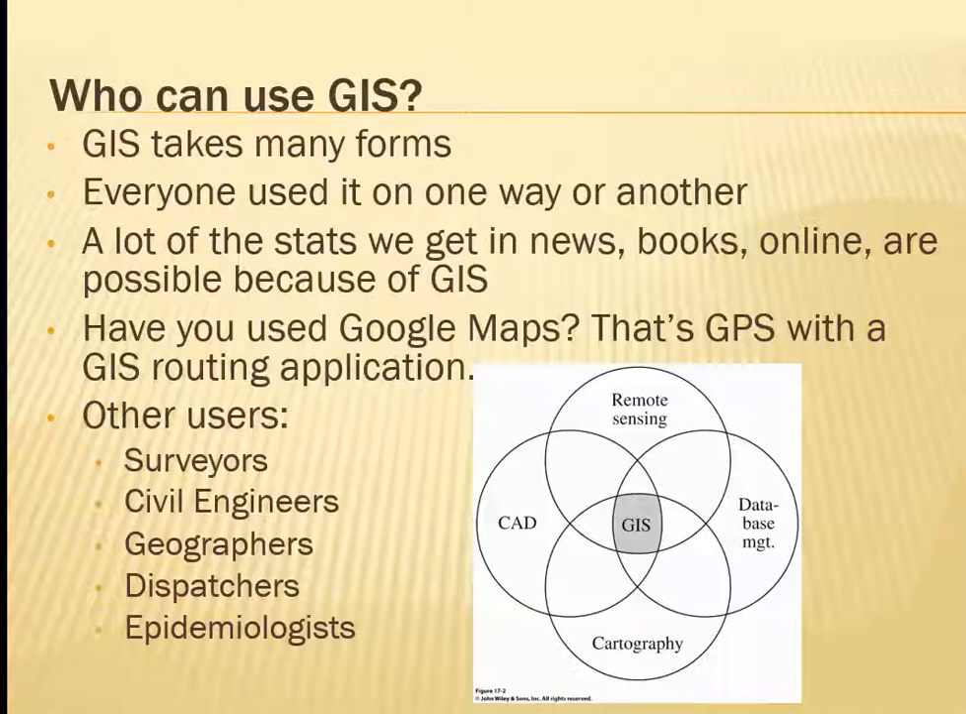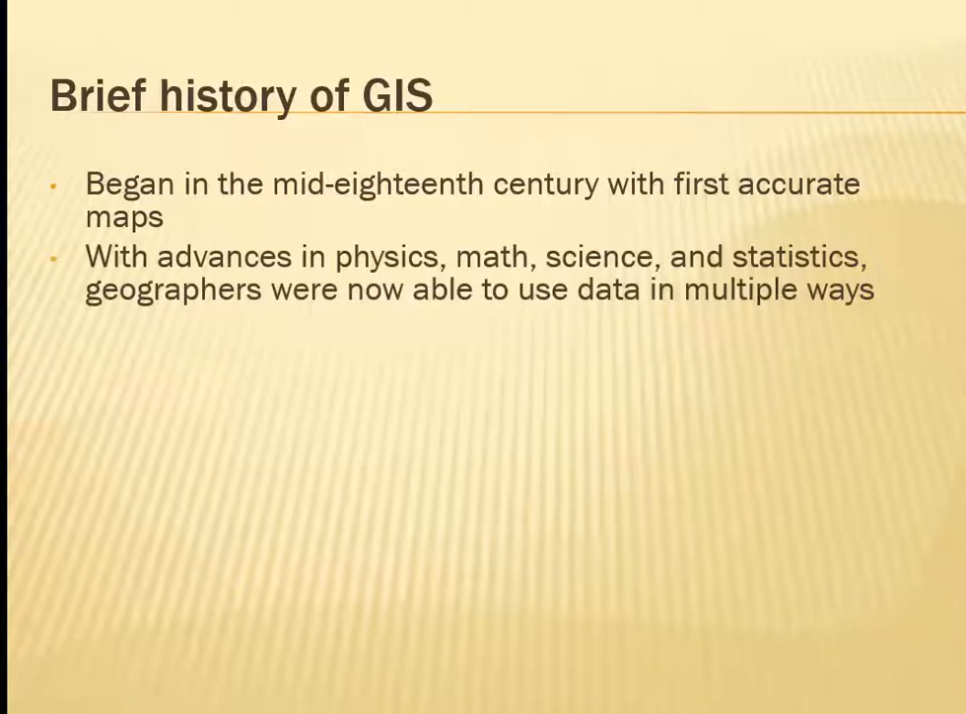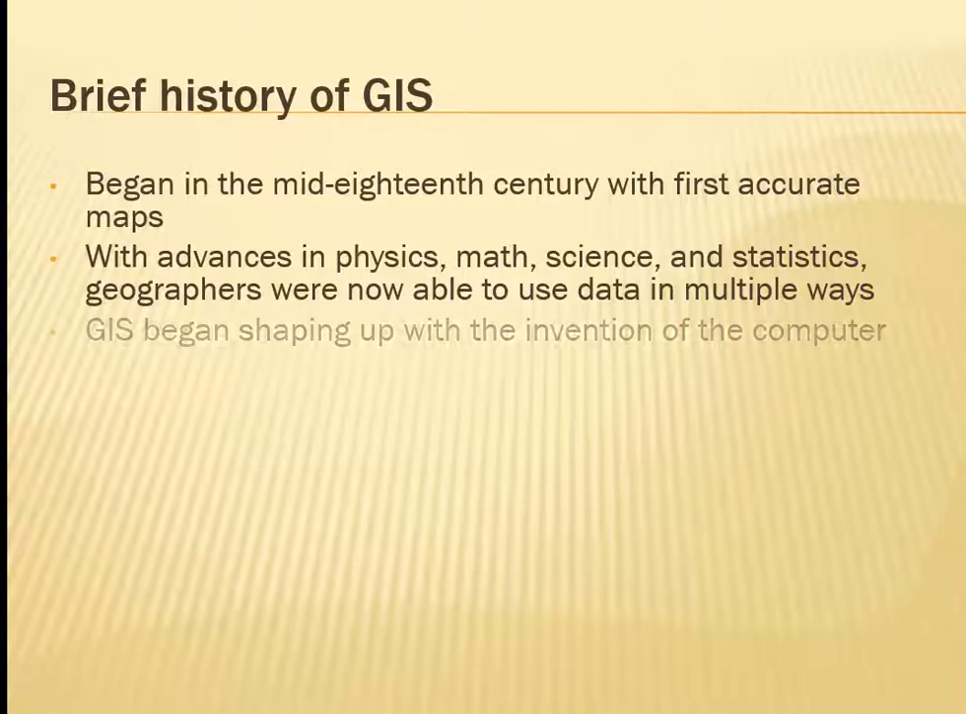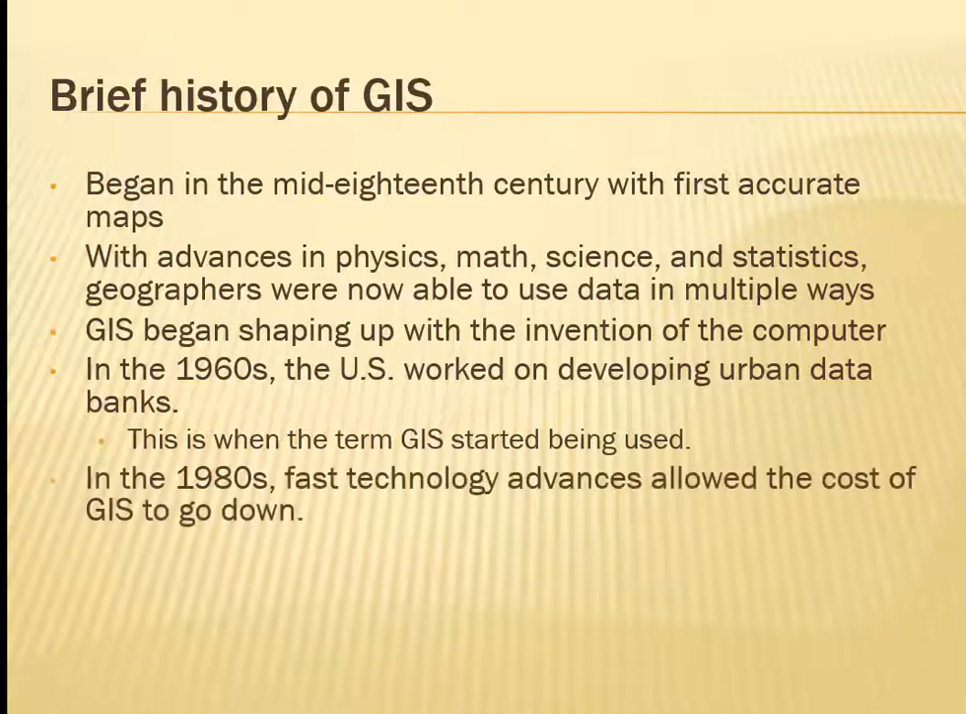Anyway, so GIS lies in the intersection of remote sensing, database management, cartography, and CAD. So the brief history of GIS is that it began in the mid-18th century with the first accurate maps. With advances of physics, math, science, and statistics, geographers were able to use data in multiple ways. So GIS began shaping up with the invention of the computer. And in the 1960s, the U.S. worked on developing urban data banks, and this is where the term GIS started to be used.